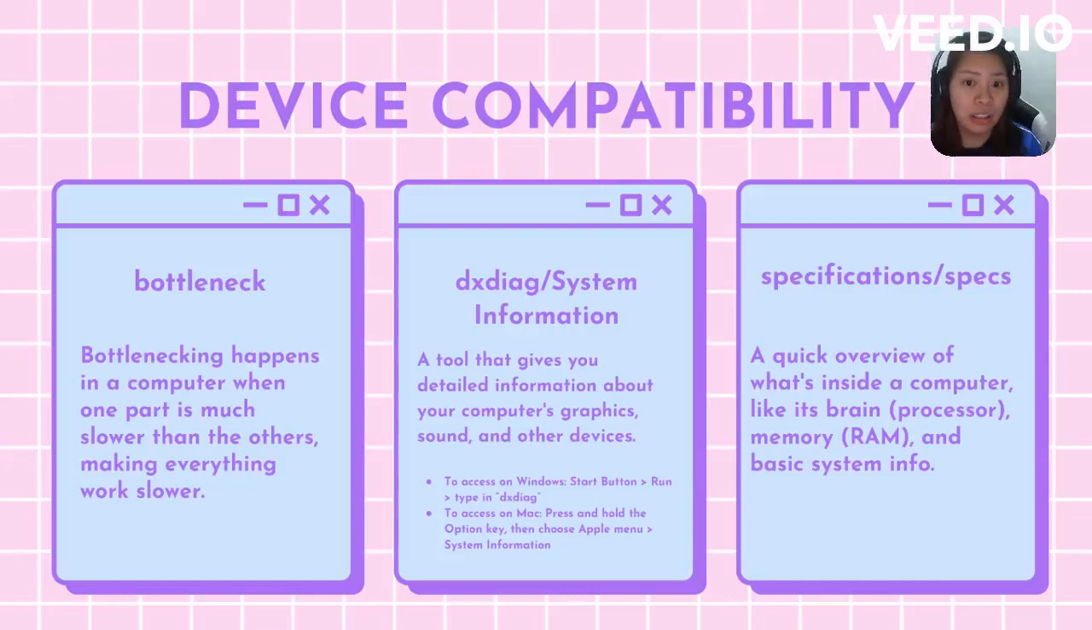In a computer, different parts like the processor or the CPU, the graphics card, RAM, and storage all work together to run programs and for your computer to basically work. If one of these parts is much slower or much more obsolete than the others, it can hold back the overall performance of your computer. This slowdown is what we call bottlenecking.